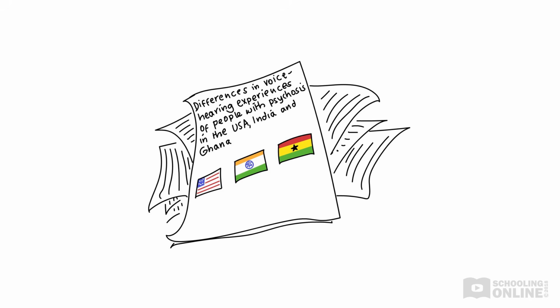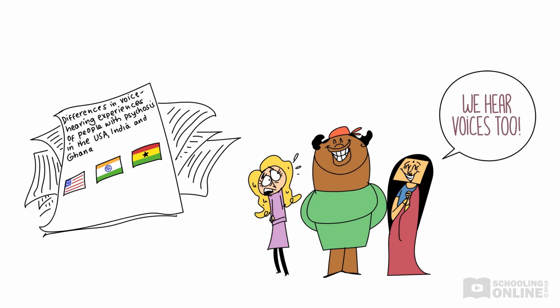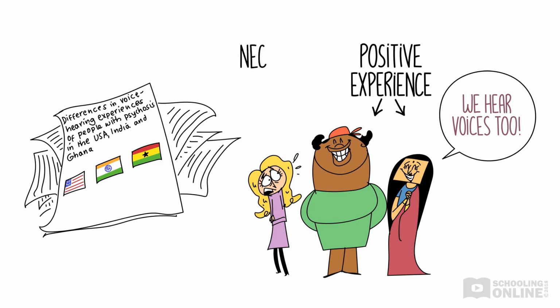However, a recent study interviewed people from America, Ghana, and India who all reported hearing voices. The Ghanaians and Indians were much more likely to think about the voices they heard in a positive light, while the Americans had very negative experiences. So you can see that different cultures often understand anomalies in different ways.